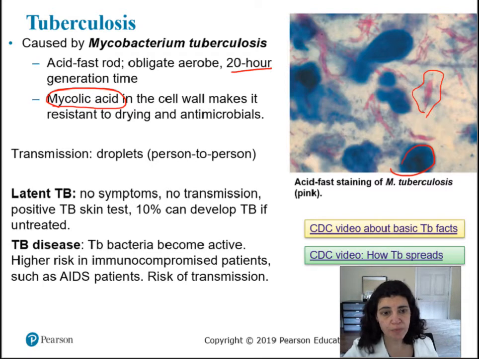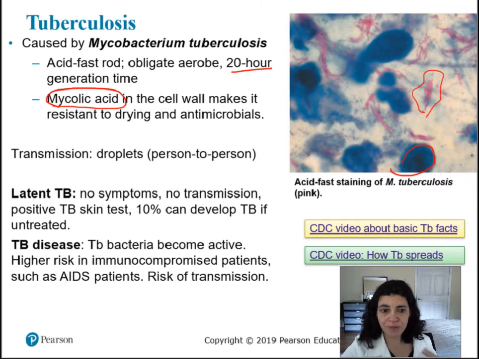This disease is transmitted by droplet, person to person, and the bacterium usually attacks the lungs, but can also attack any other part of the body. You can have tuberculosis in the kidney, in the spine, in the brain, so not just in the lungs, okay? Not everybody infected with TB becomes sick, so some people are asymptomatic.